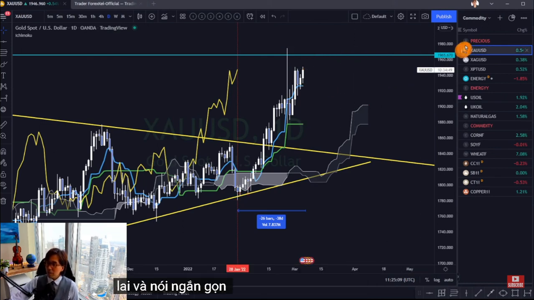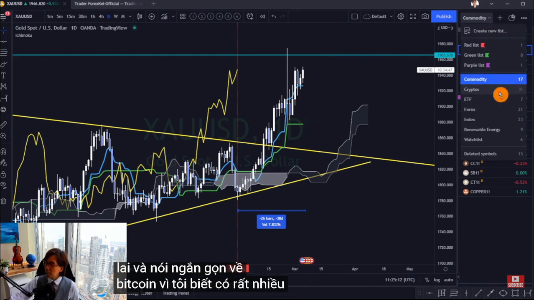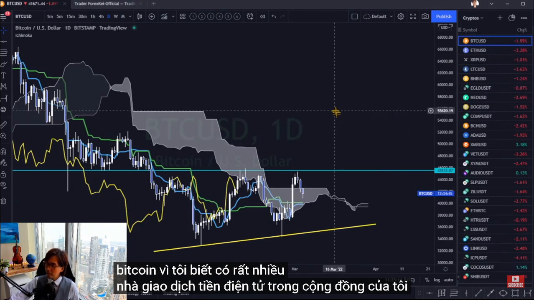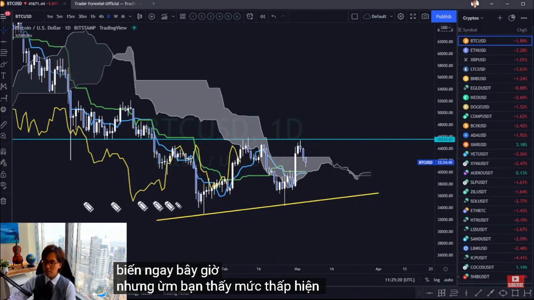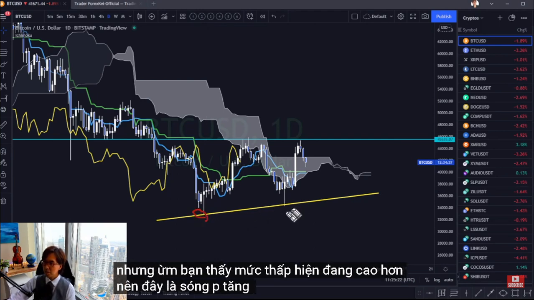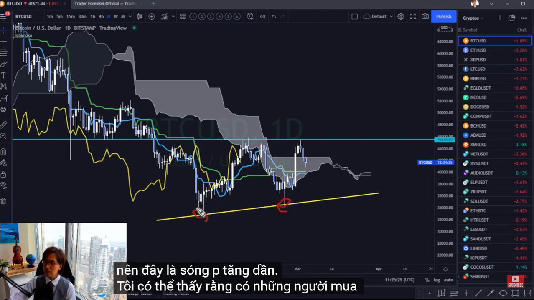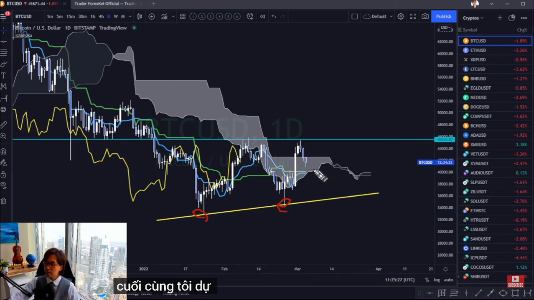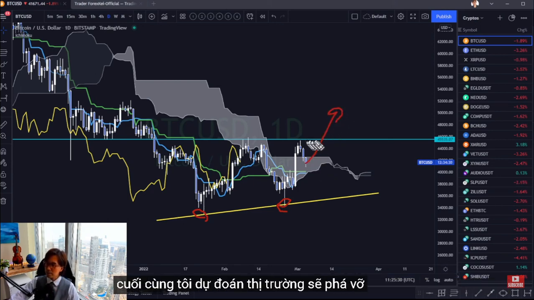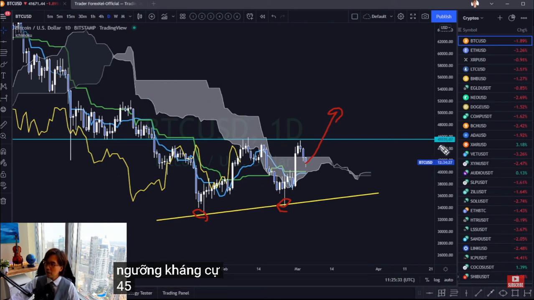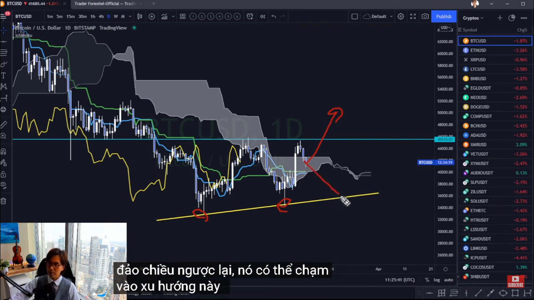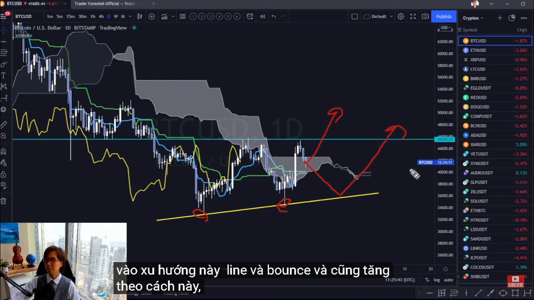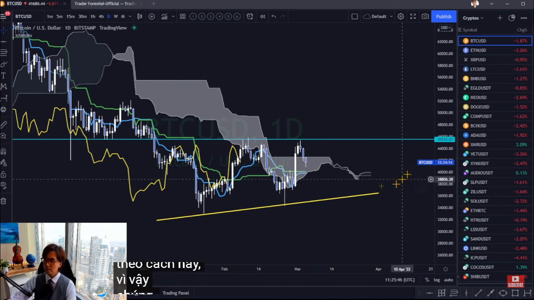And briefly speaking about Bitcoin, because I know there are many crypto traders in my community. So here's Bitcoin, and it has been ranging right now. But you see the lows are higher now. So this is an ascending P wave. I can see that there are more buyers than sellers. So eventually, I expect the market breaks the resistance of 45,535. But before that, I expect the market to reverse backwards. It may touch this trend line and bounce and go up this way too. So we'll see which way it goes.